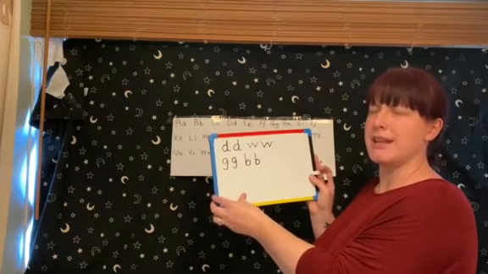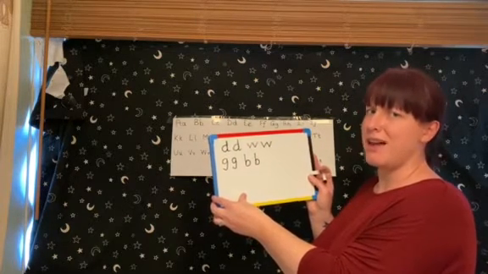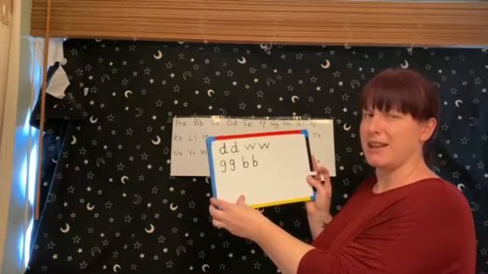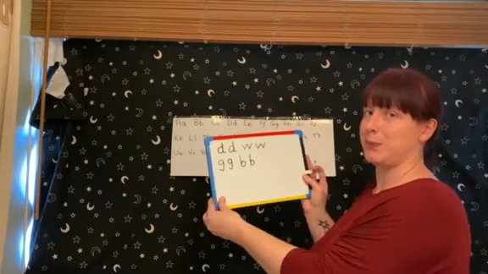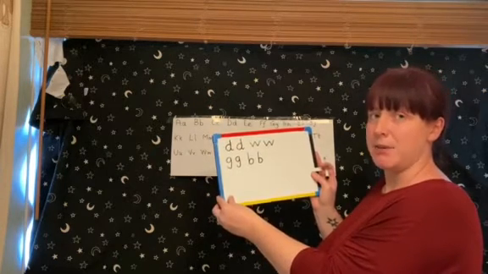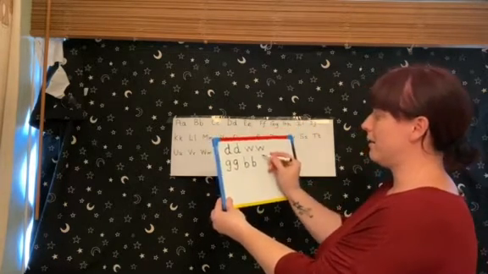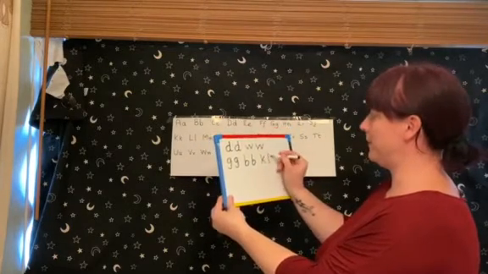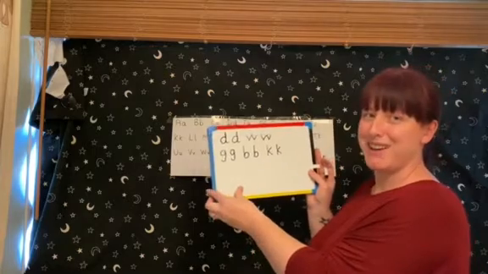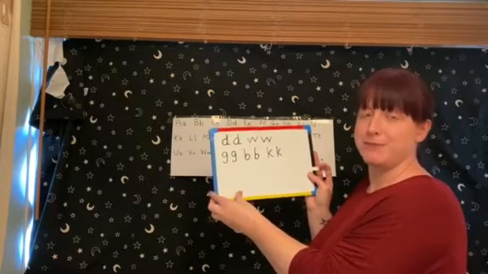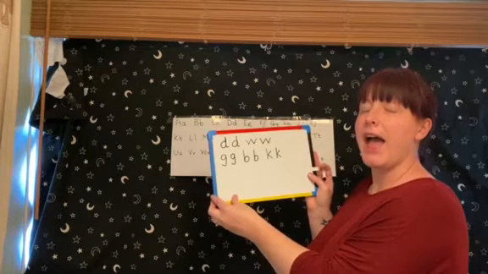Okay, now this one sounds the same as another letter, K. But when we say the letter name, that gives us a clue as to which one it is. Okay, so the sound is K. The letter name is K. It's our kangaroo one. Well done. Okay, our last one, H. H.